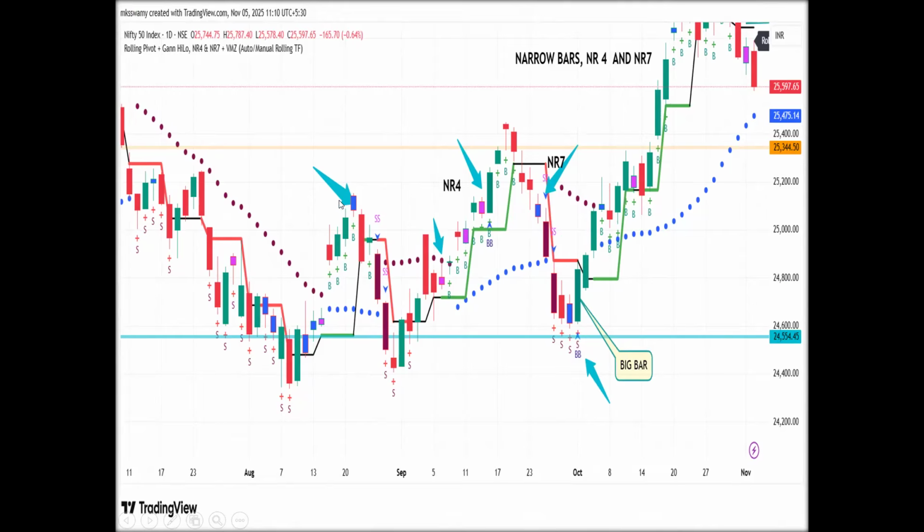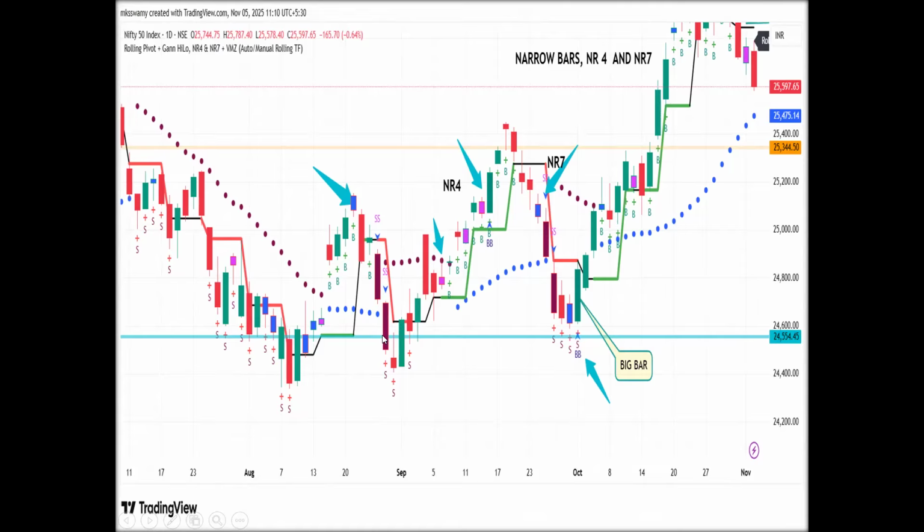And here in this area you are seeing the price has formed a narrow range bar compared to the other bars, indicating momentum exhaustion, and you are prepared for either the upside or the downside. When the price starts breaking below this, you can see a big bar down, expansion to the downside, accompanied by the rolling pivot turning gray and red, and the Gann HiLo turning magenta color. The price has followed down.